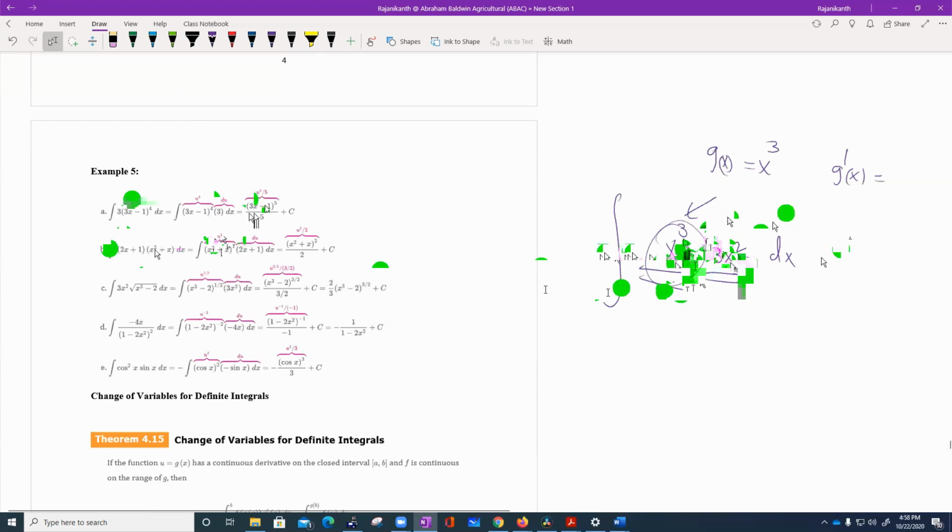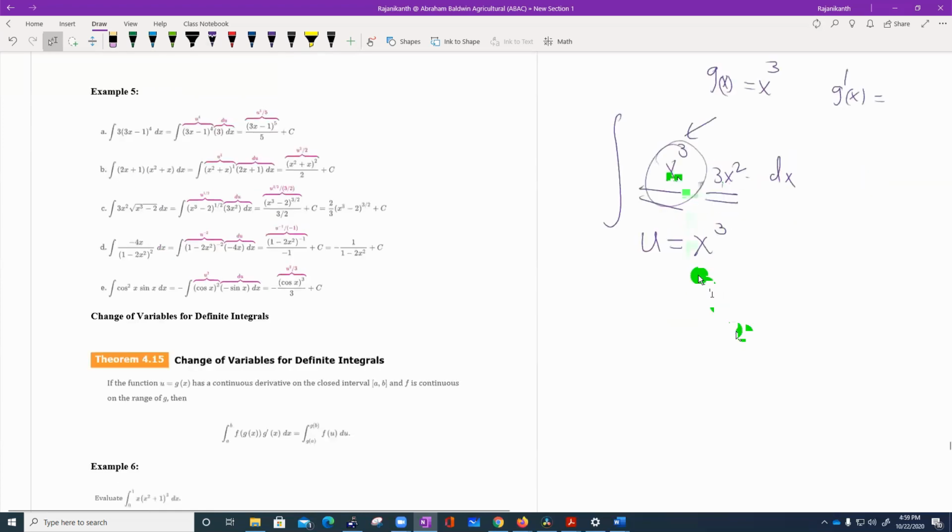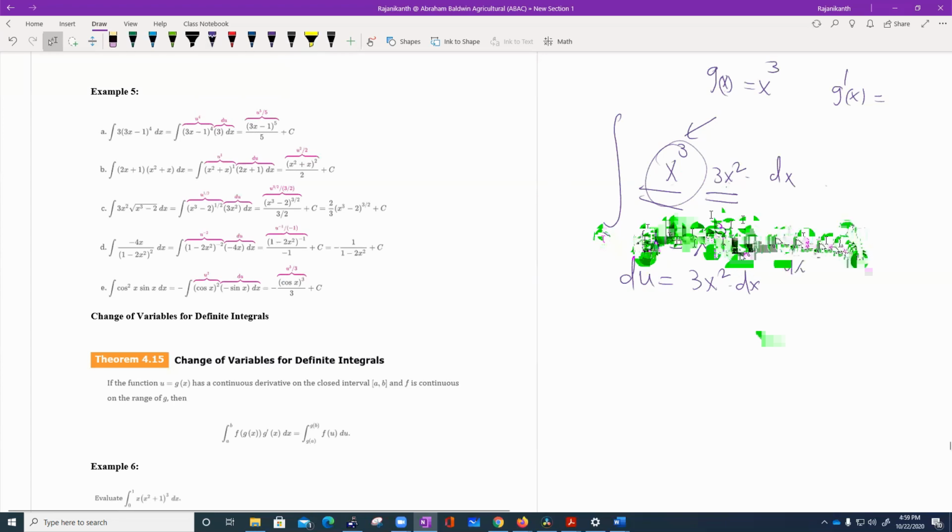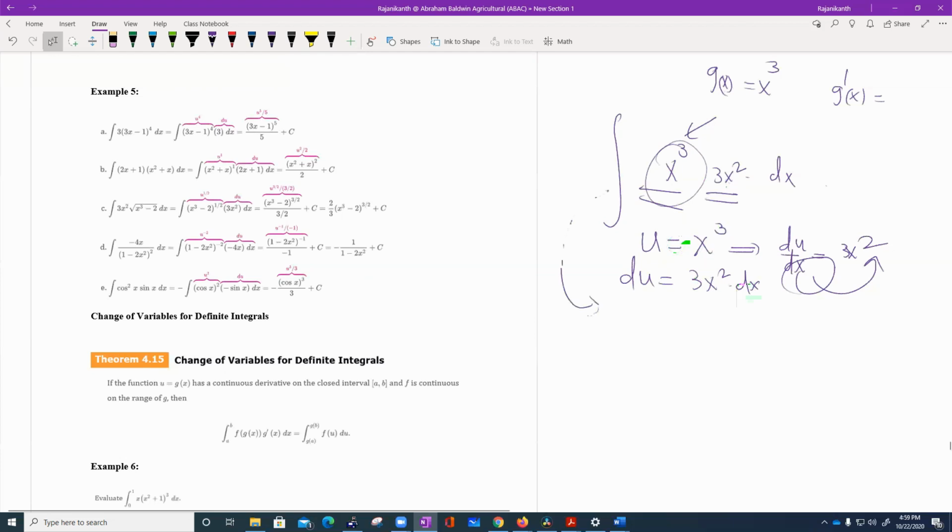What is the technique? The technique says, keep u as that g. Then find du. If u is x cubed, what is du? Simply find the derivative of x cubed, which is 3x squared, right? Simply I'm finding the derivative on both sides with respect to x. If u is x cubed, then what is du over dx? The derivative with respect to x, which is 3x squared, right? Then if you move dx to that side, you will get du is 3x squared dx. What is my task here? My task is a change of variable. I'm going to change the original variable x to the new variable u, which is called the change of variable technique.